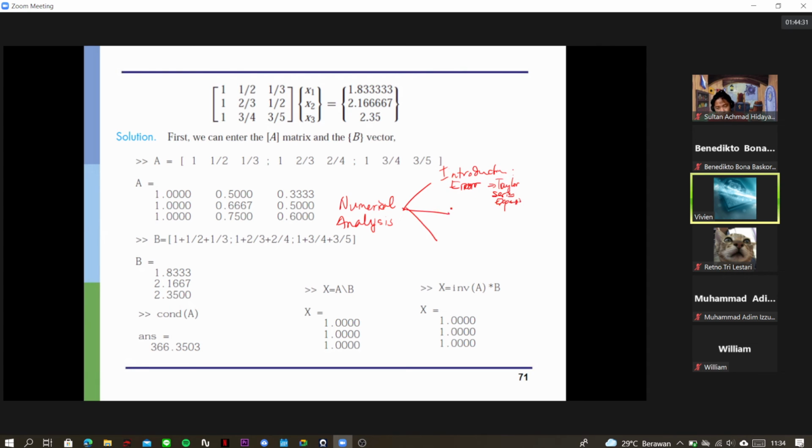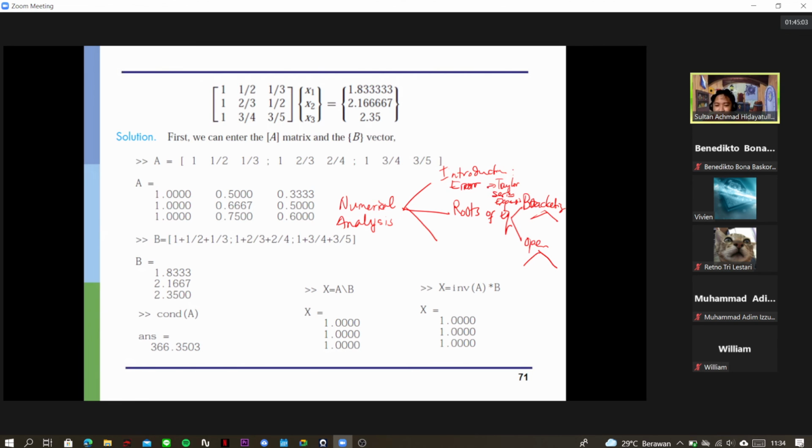And also we have learned about roots of equations, in which we have bracketing and open methods. With bracketing, we have two methods: bisection and false position method. And for the open methods, we have two methods as well: the secant method and the Newton-Raphson method.